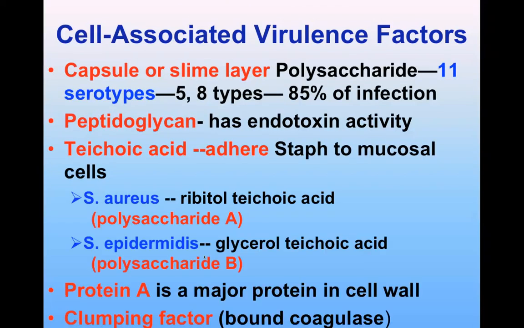Coming to its virulence factors associated with the cell wall. Now, the capsule is a very thin layer, or a slime layer, which is made up of polysaccharides. 11 serotypes have been identified, out of which types 5 and 8 are responsible for 85% of the infections associated with Staph aureus. Then it has a very important protein which is known as protein A. This is the major protein in the cell wall.